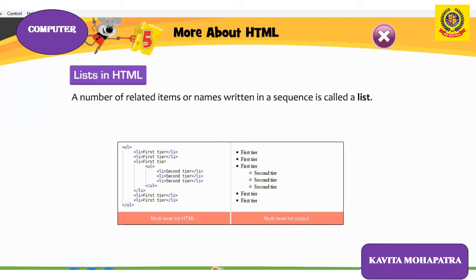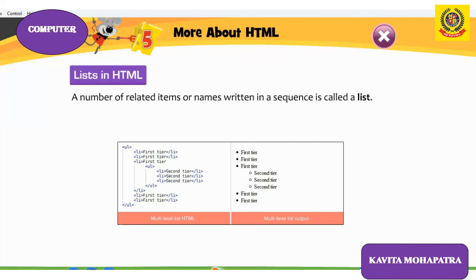Now lists in HTML. So what are lists in HTML? A number of related items or names written in sequence is called a list. You must have seen your mother make a list while shopping, or you have made a list while going anywhere else you want to purchase books. So we used to give numbers there, 1 2 3 4. So a list is a number of related items or names written in a sequence. You can see the diagram over here.